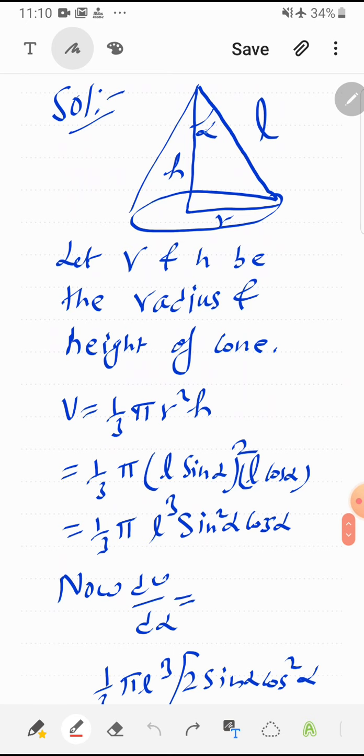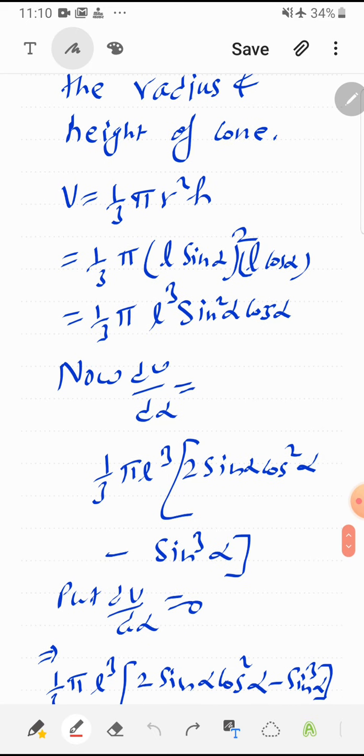Using trigonometry, as it is theta, in front of theta is always the perpendicular and the rest next is the base. So I am applying the trigonometry definition of sine theta. So r is L sine alpha and h is L cos alpha. So that it is 1 by 3 pi L cube sine square alpha cos alpha.